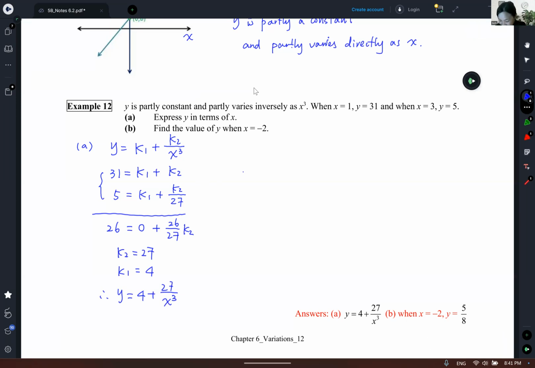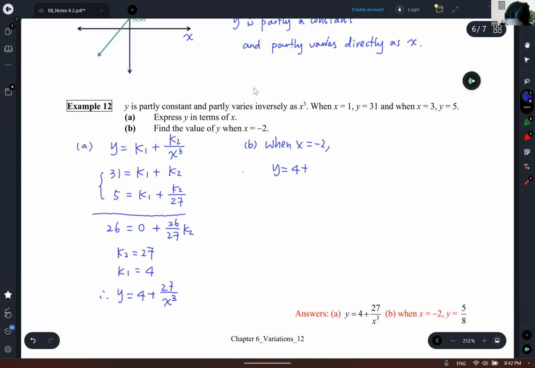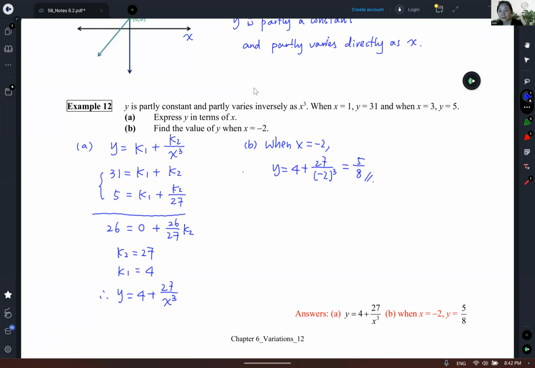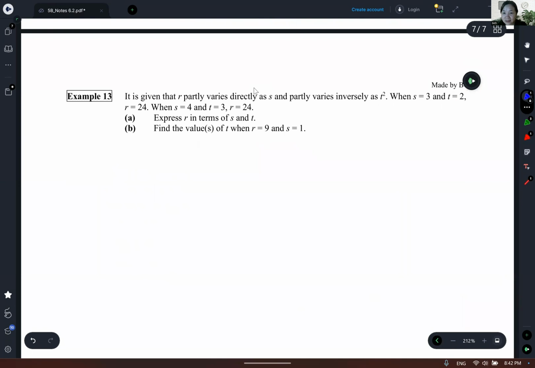Okay. And part B, when x equal -2, I think I mentioned that you have to write when x equal -2, back at school. Y equal 4 plus 27 divided by -2 cubed, and that is 5/8. Okay. If you write neatly, it will be done.